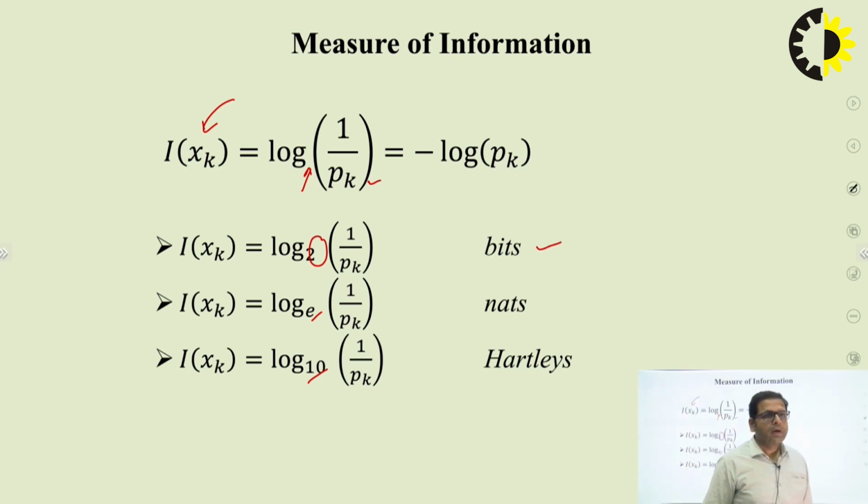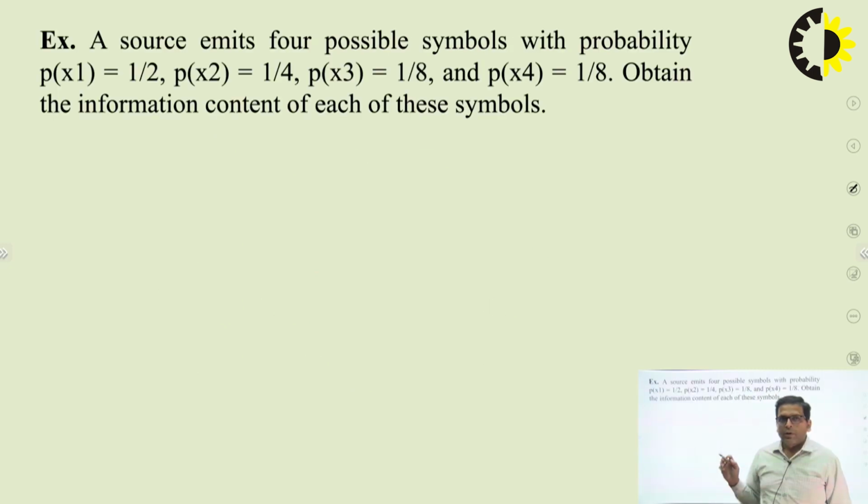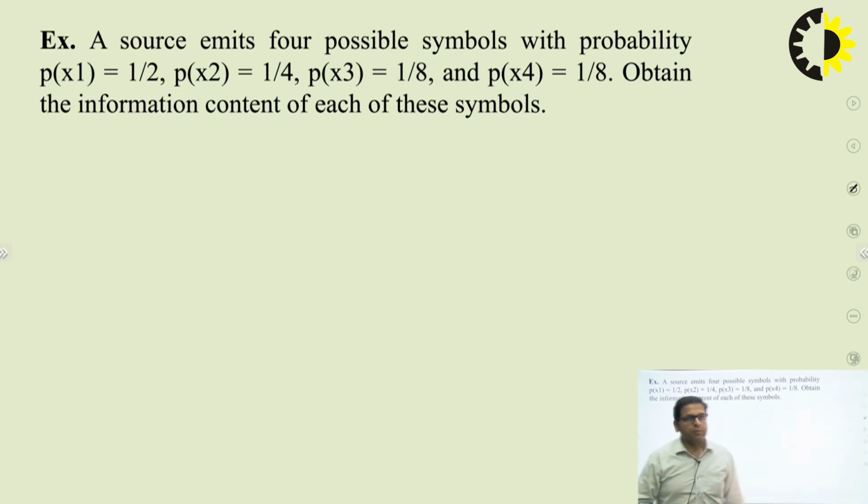And to calculate the information, it is clear now that we have to take the log of the probability of occurrence of a symbol. Now, we will see how we can calculate the information associated with the symbols. In this example, we have a source which emits four possible symbols which are x1, x2, x3 and x4 with probabilities of 1 by 2, 1 by 4, 1 by 8. Now, we want to compute the information content of each source symbol.